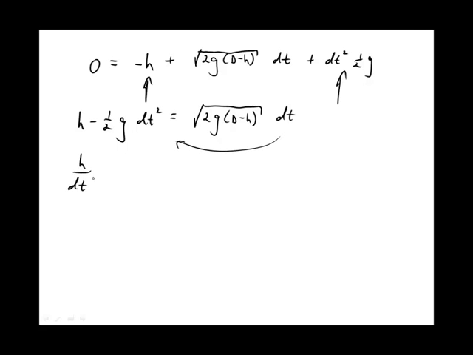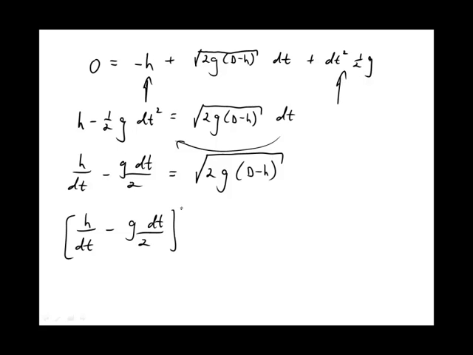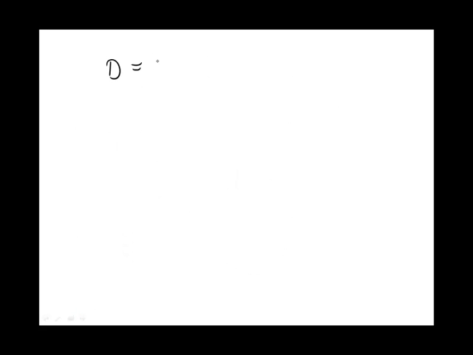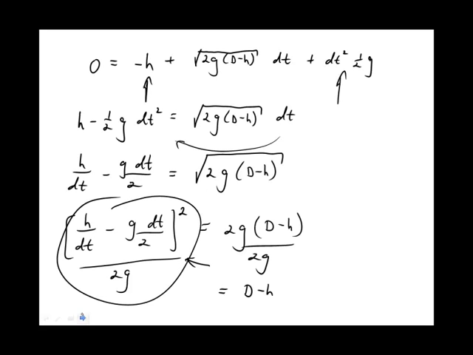And I'm going to get h over dt minus g dt over 2 equals radical 2g(D minus h). Then I'm going to square both sides. So I'm going to get h over dt minus g dt over 2, all of that squared, equals 2g(D minus h). Divide both sides by 2g, and I'm going to get all of this over here equal to D minus h. And then I just bring the h over. And so in the end, what I'm going to get is D equals h plus this term, which is h over dt minus g dt over 2, and that's all squared, all over 2g. Oh, not all. This is over 2g.